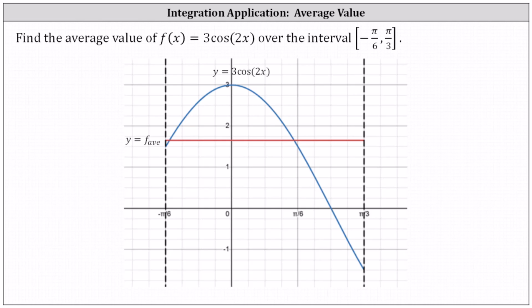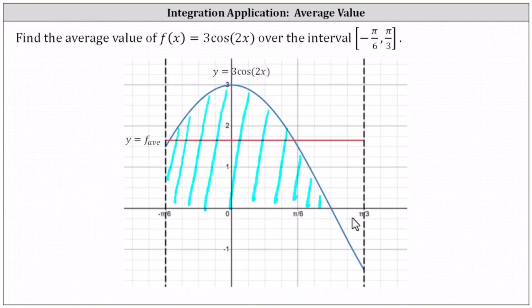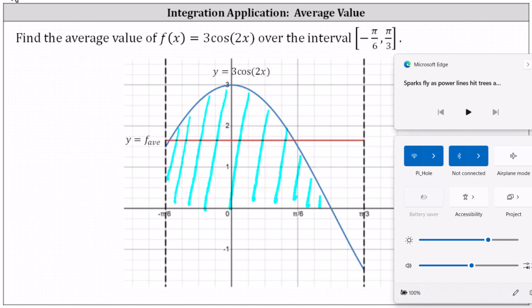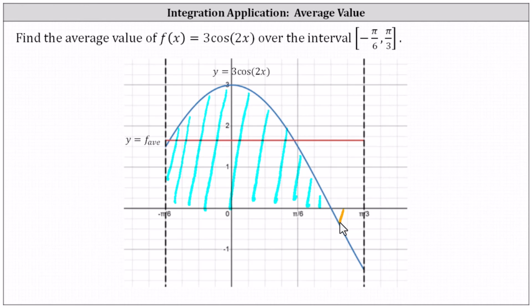And because this function drops below the x-axis, we can think of this as signed area, where the area above the x-axis would be positive, this area here. And the small area on the right would be negative because it's below the x-axis. And if we sum these two signed areas, again, it would equal the area of the rectangle formed using the rectangle with a height of the average function value.